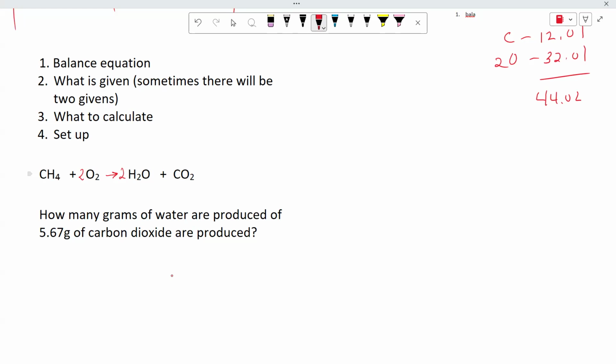Okay, so there's only one thing given here. On the right, there were until I balanced it. Now that I balanced it, there are four on the right, four on the left. So yes, it will be two. You see where the 2 and 2 come in? Because we have 2 here, 2 there.